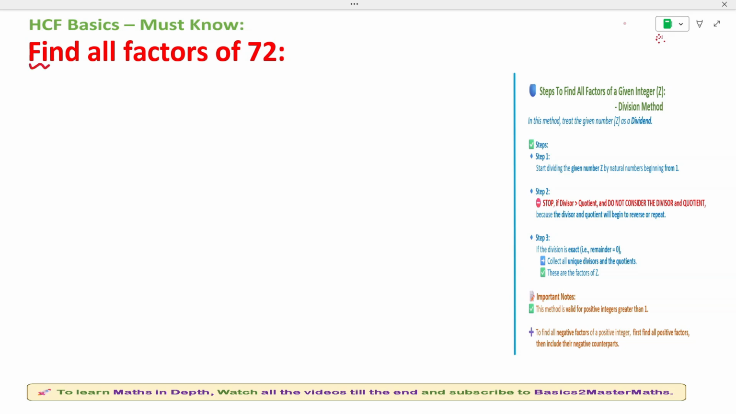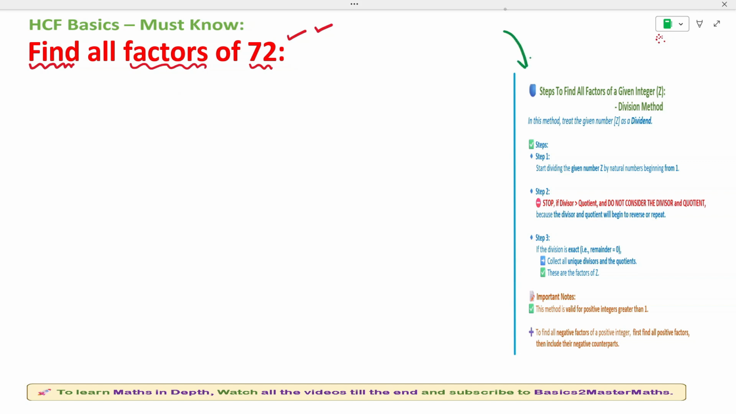Today we will see how to find all factors of 72. If you understand one problem properly, you can easily solve many similar problems. So, please stay tuned till the end.